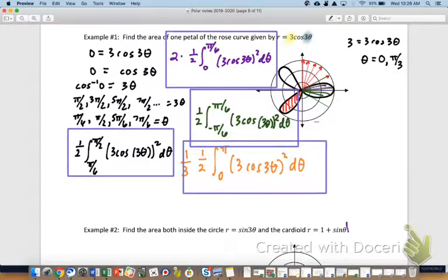I'm going to try to do this in yellow, so this will show up. So 0 is here.